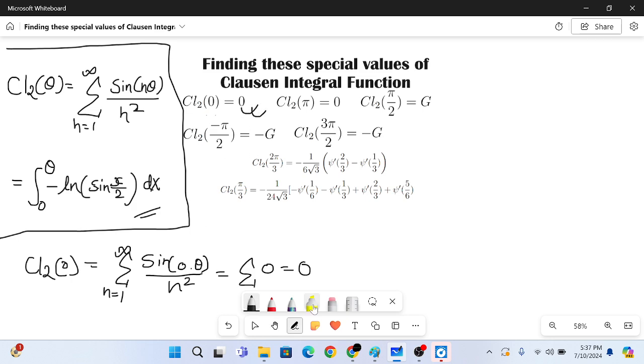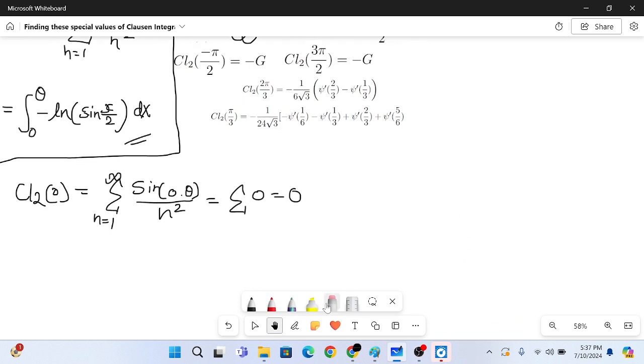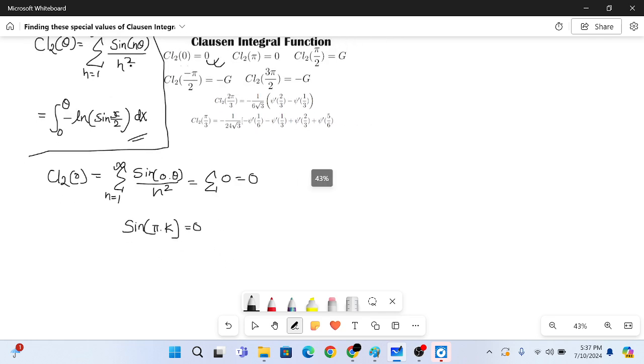Similarly, CL2 of pi is also 0. We know that the value of sine of pi times any integer, sine pi, sine 2 pi, sine 3 pi, are all 0. So if we put pi over here, CL2 of pi will also be the sum from n equals 1 to infinity of sine of n pi, which are 0. That's why this sum is also 0. We get the second one.